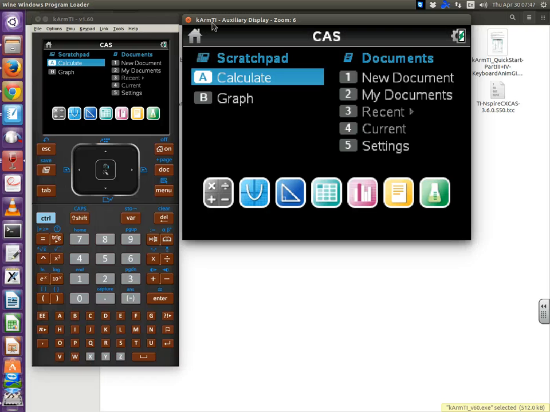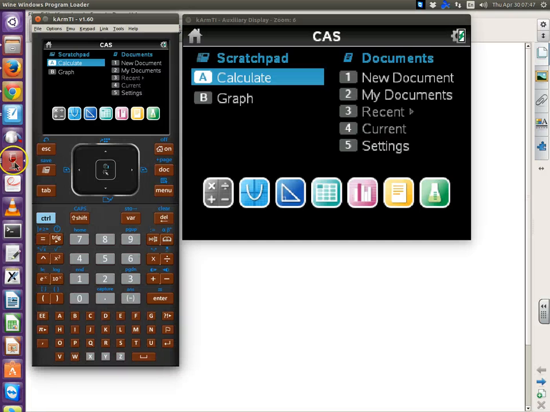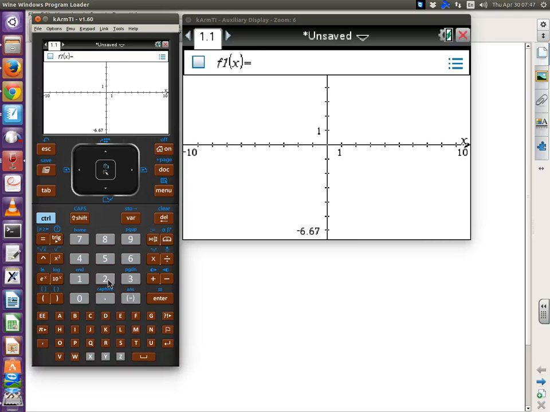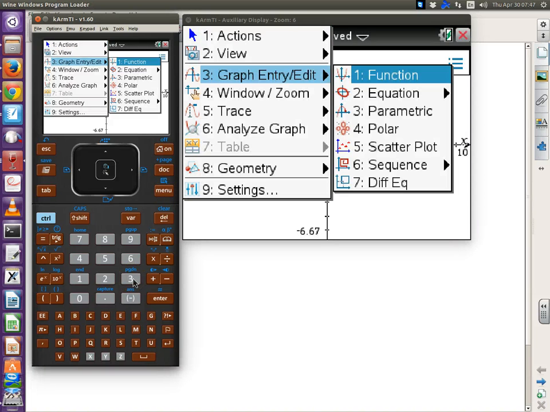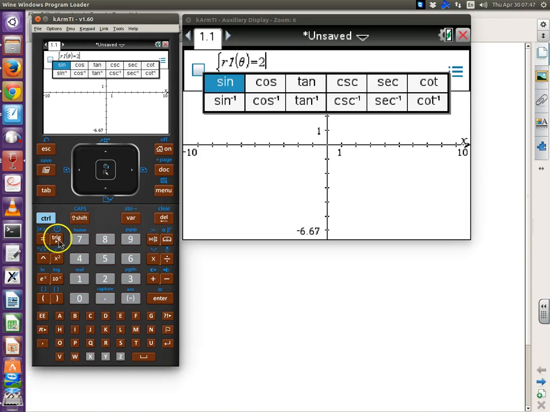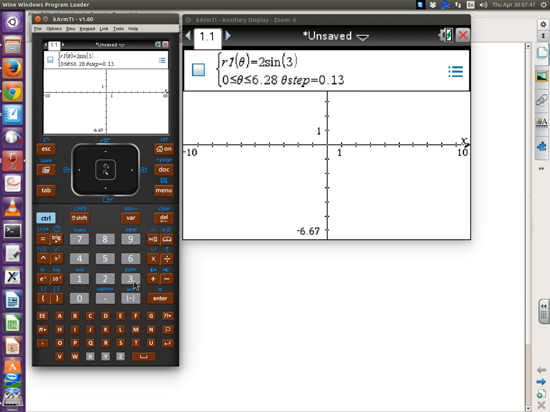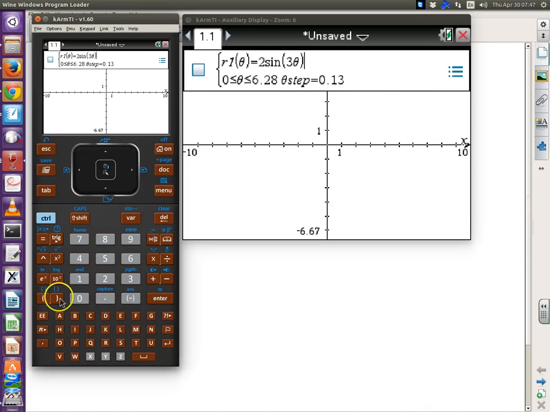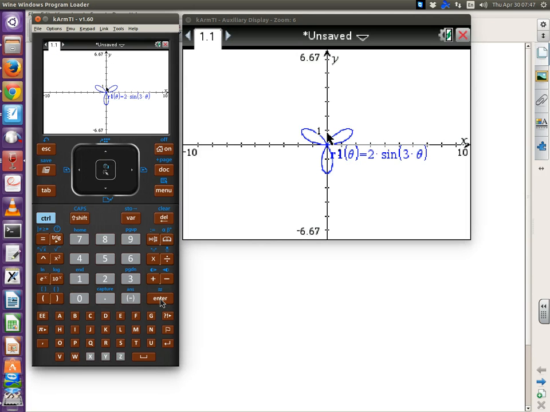Good. Alrighty, so let's graph. Now, listen. It was 2 sine 3 theta, right? Okay. So let's make a new document. Let's make a graph. But I'm in F1 of X, in other words, function mode. So go to polar. How do you change it to polar mode? Menu, 3, 4. All right, just type it. It was 2 sine 3 theta, right? Theta is down here, the pi key. And that's it. Enter. And you get a 3-petaled rose.